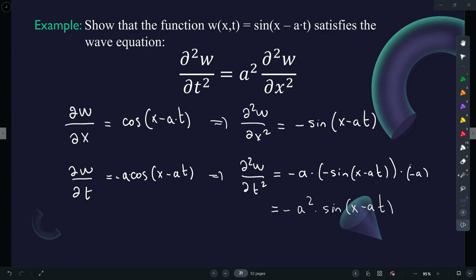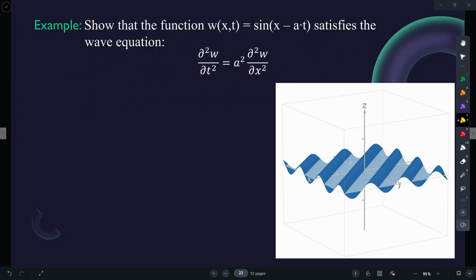And now you see that indeed the second derivative with respect to time is the second derivative with respect to x times a squared. So it does satisfy the differential equation. Okay? And that function is indeed a wave. So this is the graph of that function. It looks like a wave, like what you would expect, but it's a wave in 2 dimensions.